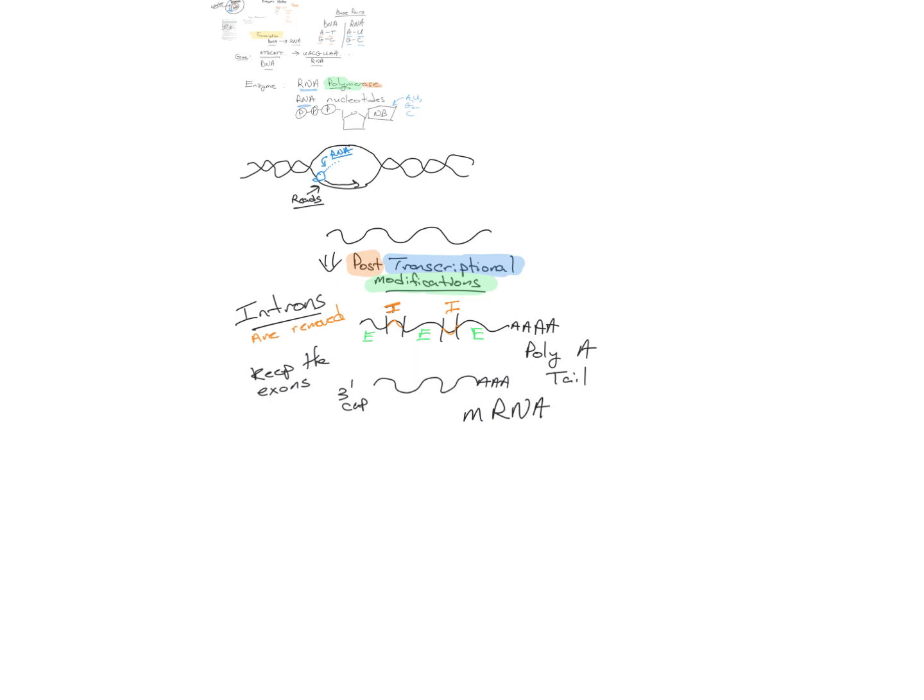Now we have mRNAs, the messenger. But you had to do 1 and then 2. You had to take out the introns. Then you had to add the tail and the cap for it to become an mRNA. All this is happening inside the nucleus in a eukaryote.